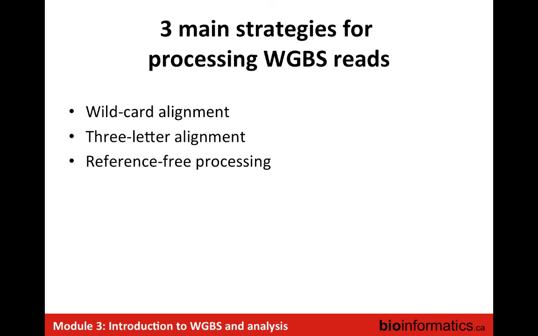given that we have these reads that have lots of artificial Ts where you would have Cs, and As where you would have Gs. So there are really three main approaches that can be used bioinformatically to deal with these reads and do this alignment. Two of these approaches are alignment based, and the third one, which we'll talk a little bit about, is reference-free processing. But the two main approaches are really wildcard alignment and three-letter alignment.